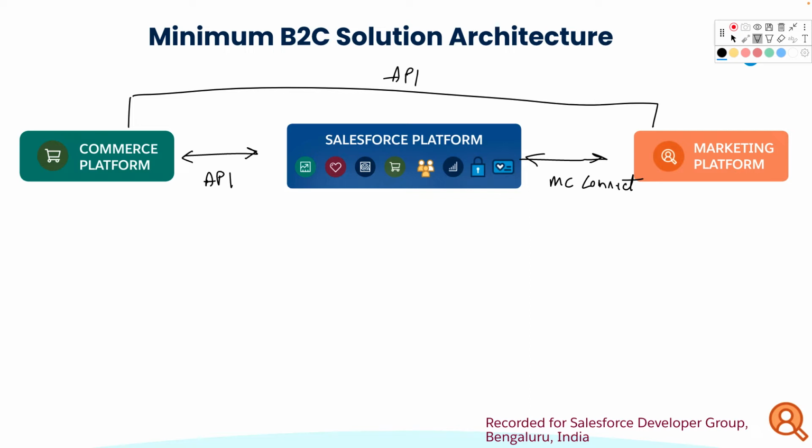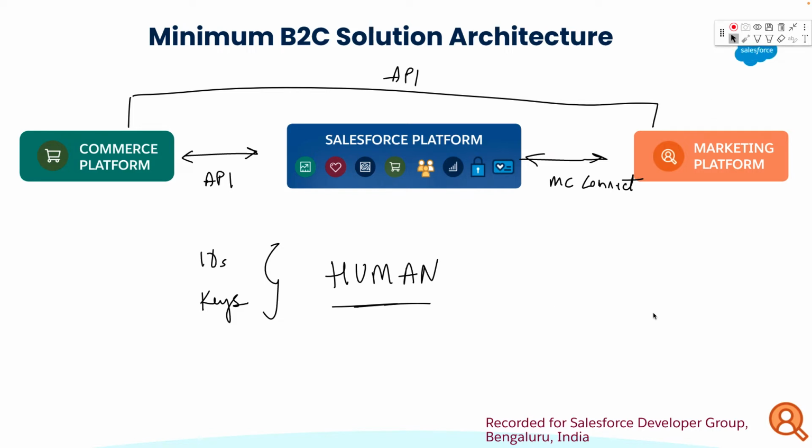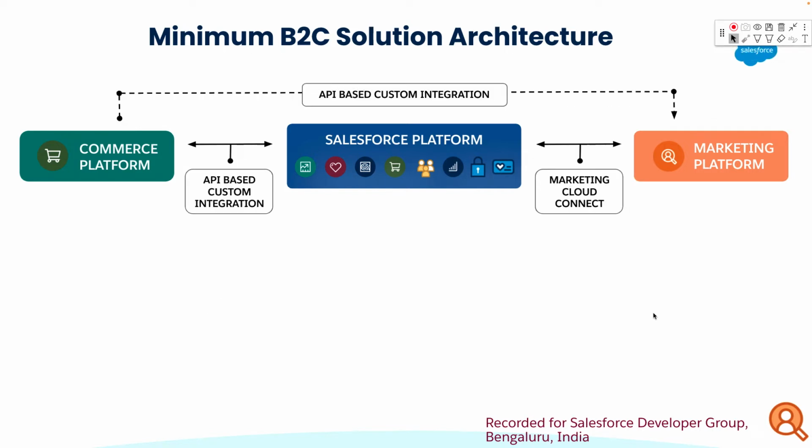That's how we can address this minimum B2C solution architecture. Now since we have seen the typical approach to connect these platforms, B2C Commerce and Marketing Cloud, it would be good to know how the data flows across clouds, what sort of IDs we are talking about, what kind of keys exist on each of these systems, and more importantly how we can understand the human behind these IDs. So let's move on to the next portion of this particular session.